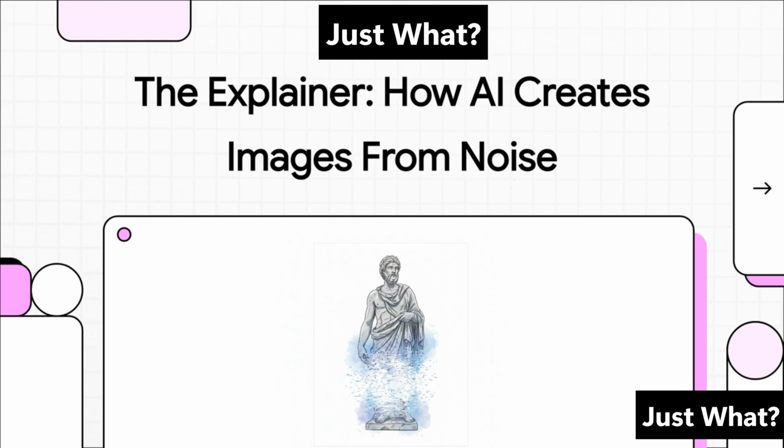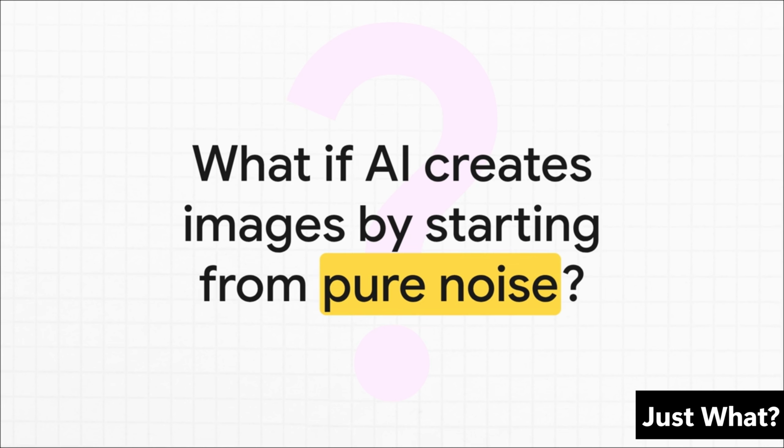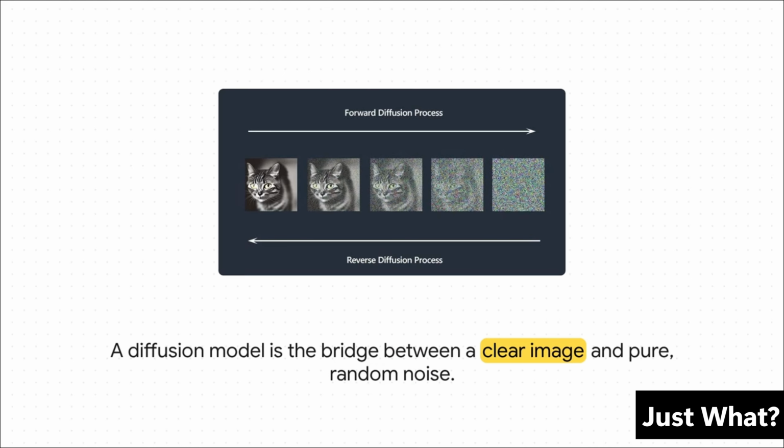So let's start with a kind of wild thought, because it's the key to everything. What if, to create a true masterpiece, an AI doesn't start with a blank canvas, but with just total chaos? You know, like the static you'd see on an old TV. And this right here shows you the two extremes of that journey. On the left, you've got a perfectly sharp, clear picture of a cat. And on the right, pure random noise.